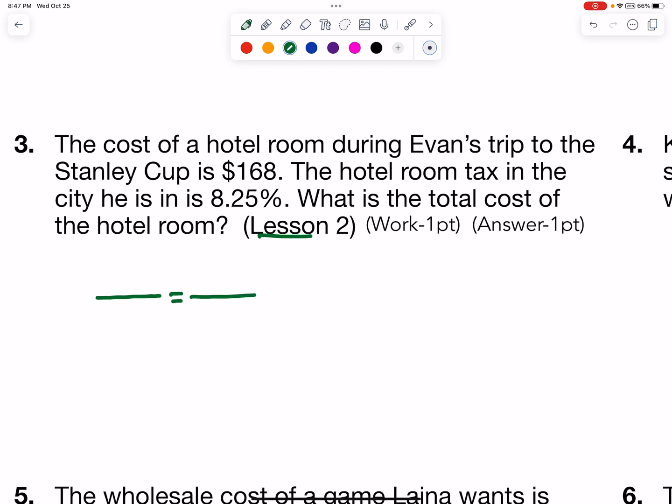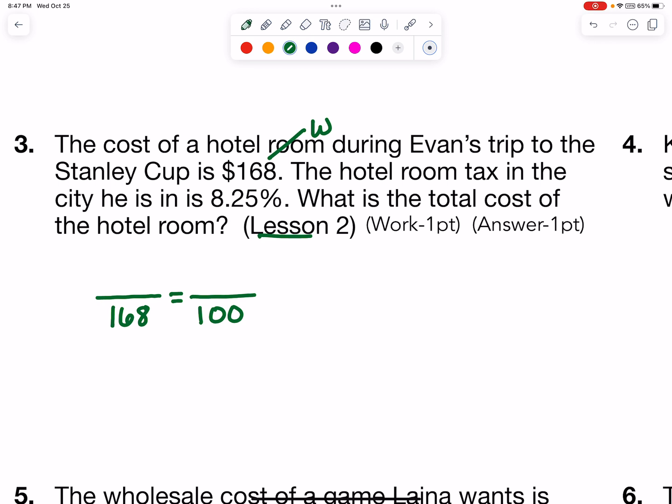Fill in what we know. I know 100 goes here. The room tax is 8.25%. Let's see what this money is. It says the cost of the hotel room is that. That's my OG, or my original whole. So we have 168 here. This is my pre-tax. And then I want to find what is 8.25%.